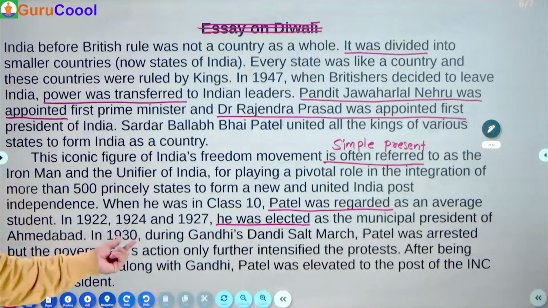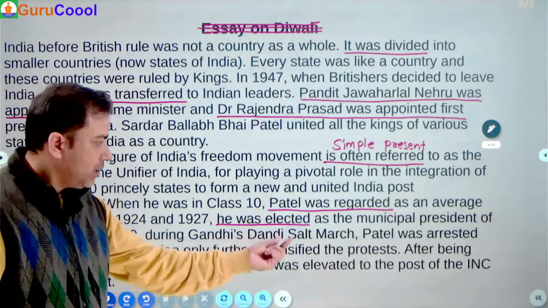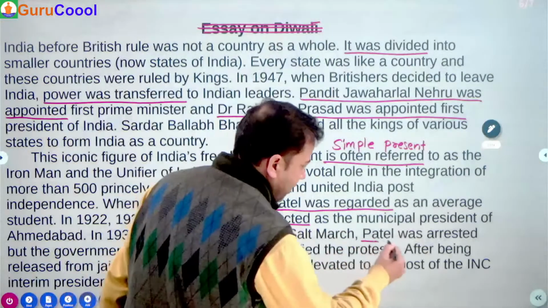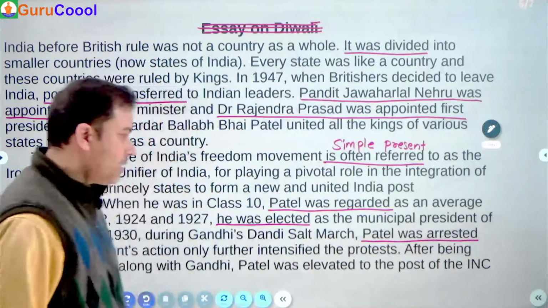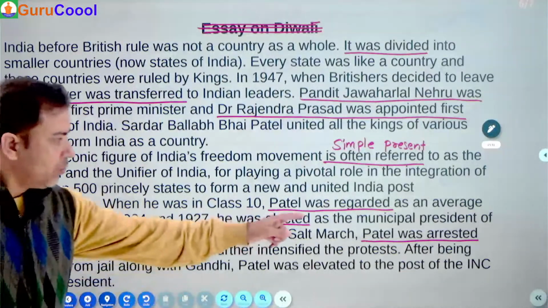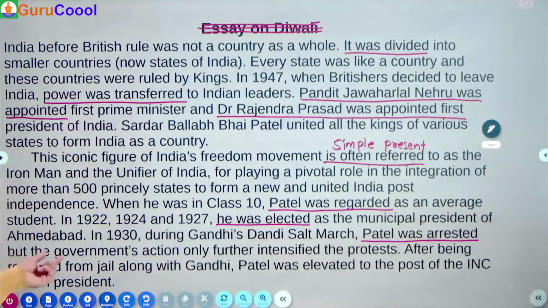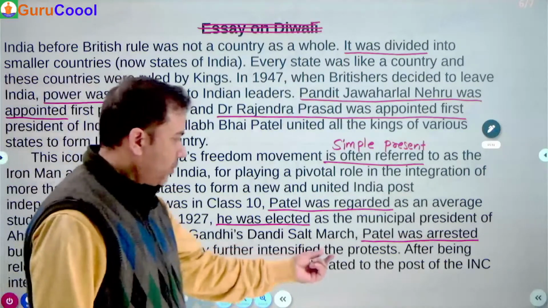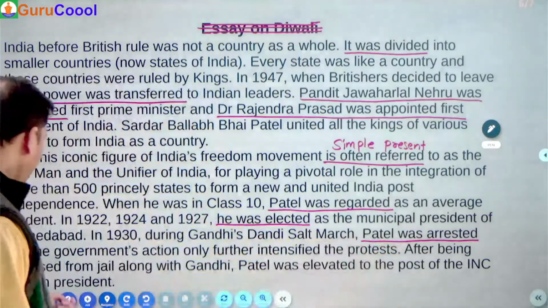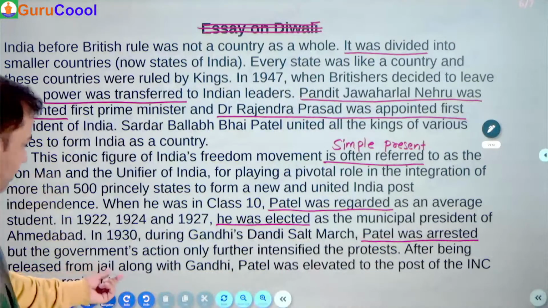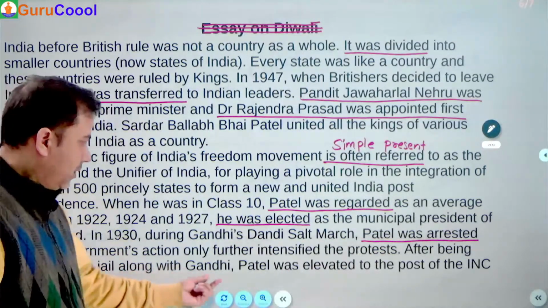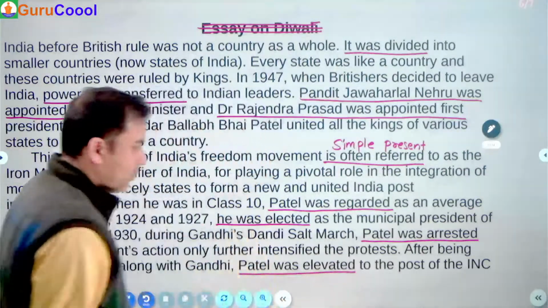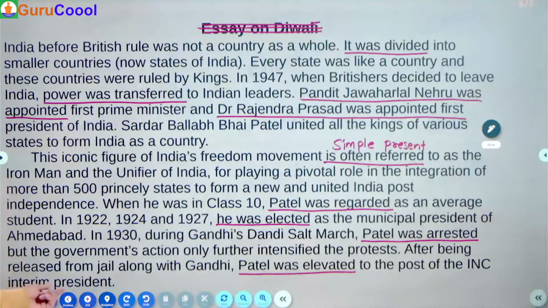In 1930, during Gandhi's Dandi Salt March, Patel was arrested. Yes. Again we have got a sentence, simple past passive voice. Patel was arrested, but the government action only further intensified the protests. After being released from jail along with Gandhi, Patel was elevated to the post of the INC interim president.